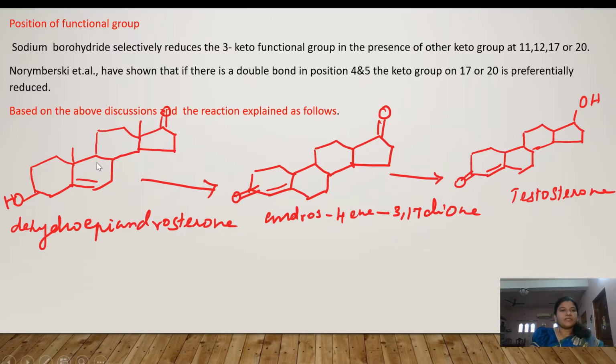Look at this. Based on the above discussions, the reaction is explained as follows. The dehydroepiandrosterone is converted into androst-4-ene-3,17-diol, which is further converted into testosterone. Therefore, the basic carbon skeleton and also the positions of the functional groups have been confirmed.